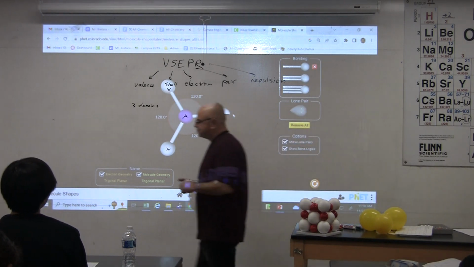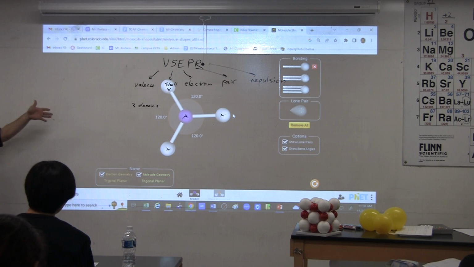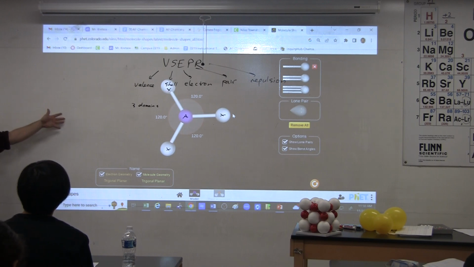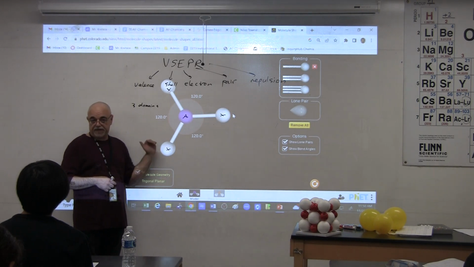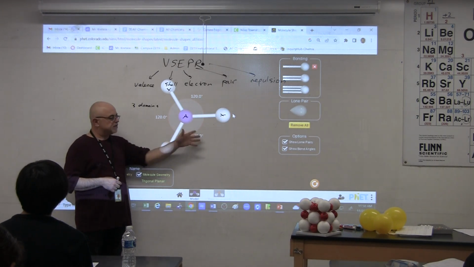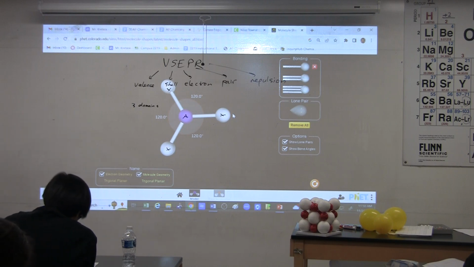All right, moving on. Now, if we start evolving this particular shape, what I'm going to do is show examples where I can pluck atoms off and replace them with lone pairs. But first, let's finish this one. The example I gave here was BF3.